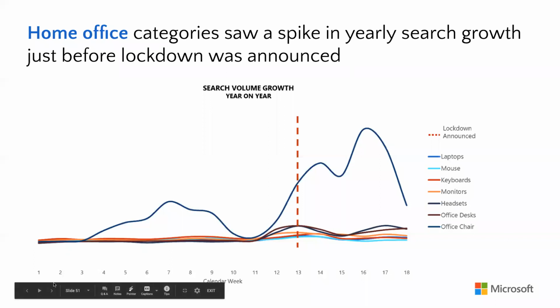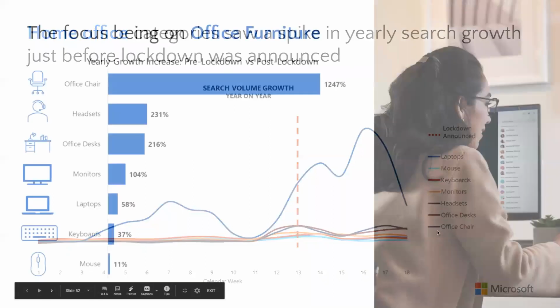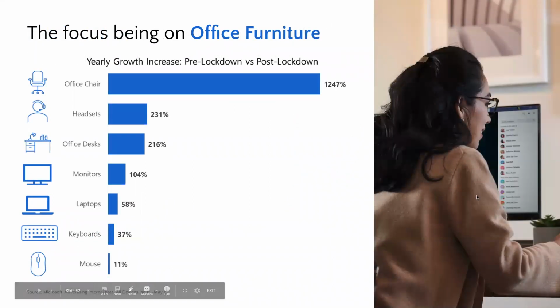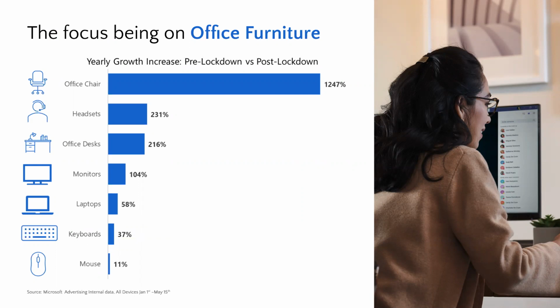And when we look at what that means from a pure year-on-year growth, if we look at the year-on-year growth pre-lockdown versus post-lockdown, what sort of rise in interest have we seen? Office chairs is super significant. That's over 1,000% increase in interest year on year, which is massive.